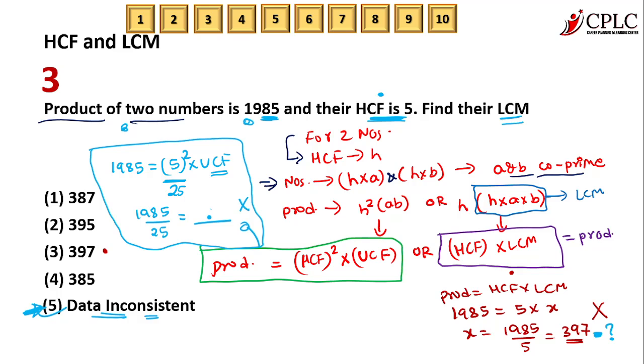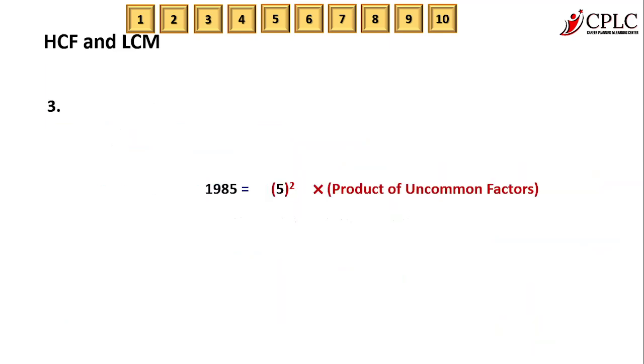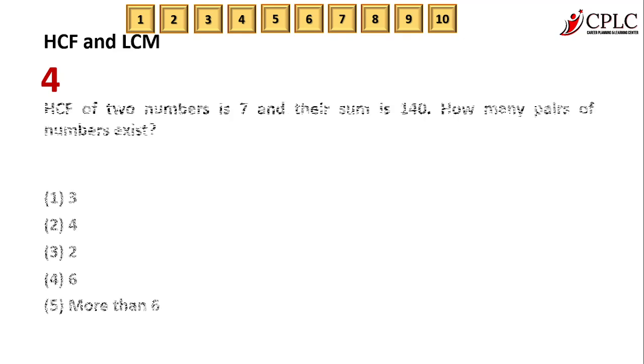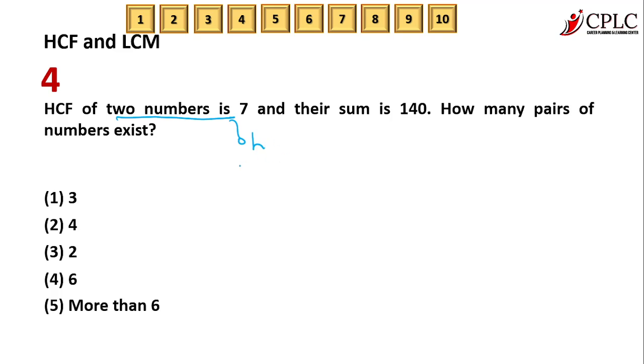Now, moving on, let's do the fourth question. The fourth question is: the HCF of two numbers is 7 and their sum is 140. How many pairs of numbers exist? Now, clearly, same idea. What is given to us? HCF is given.